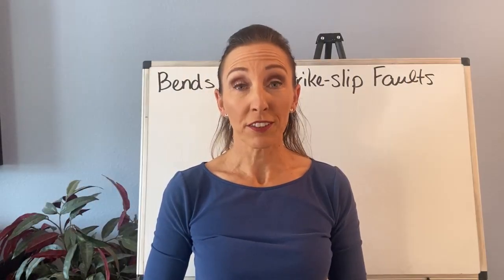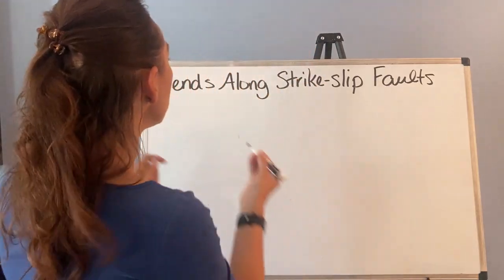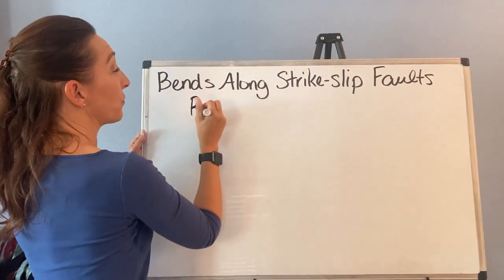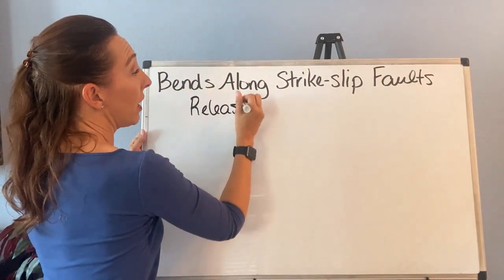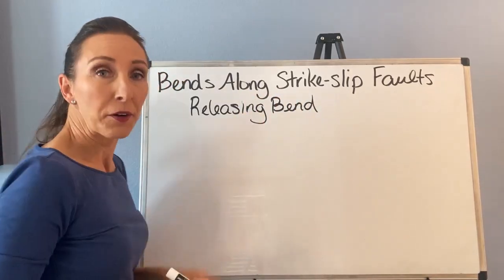I'm going to show you what this looks like. They're called releasing and restraining bends. So let's look at a releasing bend first. That's the first one that I showed you in that little model there. And so let me go ahead and set that up.